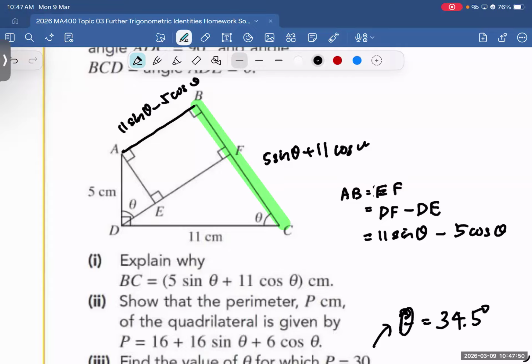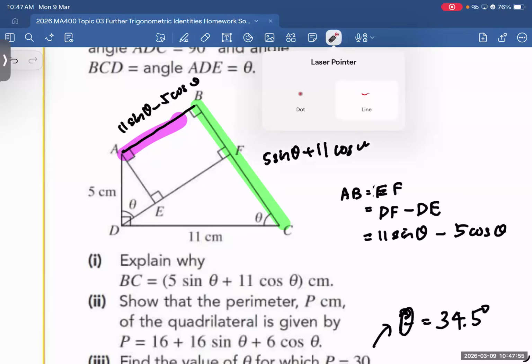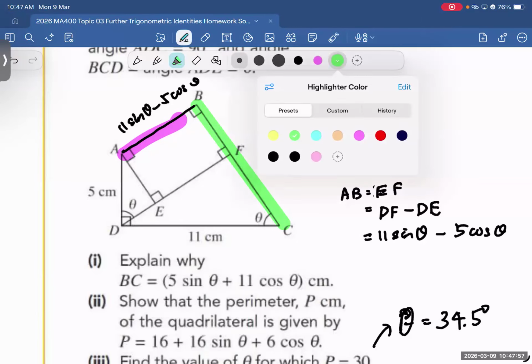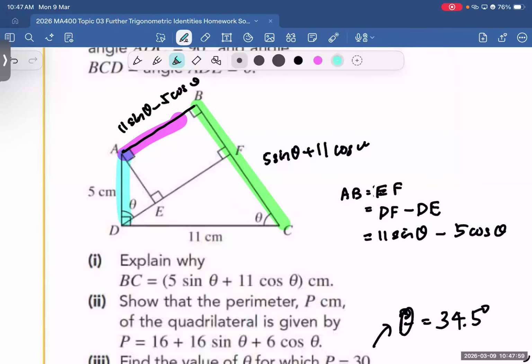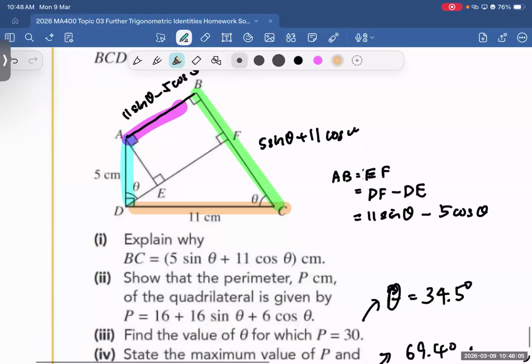I have pink, I have green, I have blue, I have brown. Blue, brown, green, pink, add together. Then you get your part 3, part 2.